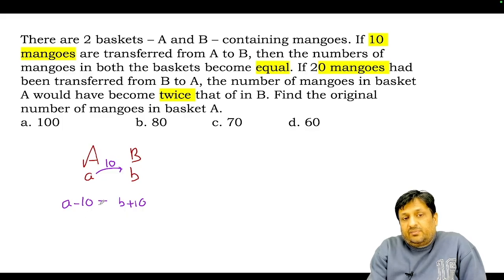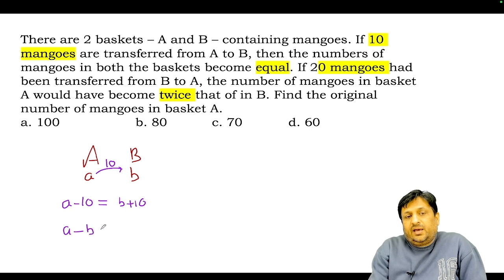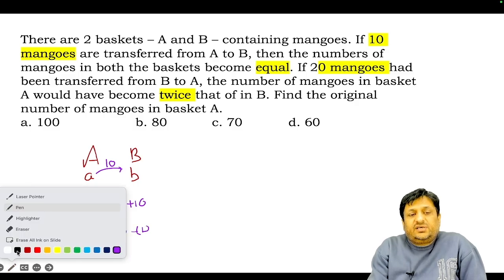And then the number of mangoes will be equal. Okay, now let me take B to the LHS. It will become A minus B, and this minus 10 to the RHS, it will become 20. So this is my first equation, let's say. The question is saying one more thing.